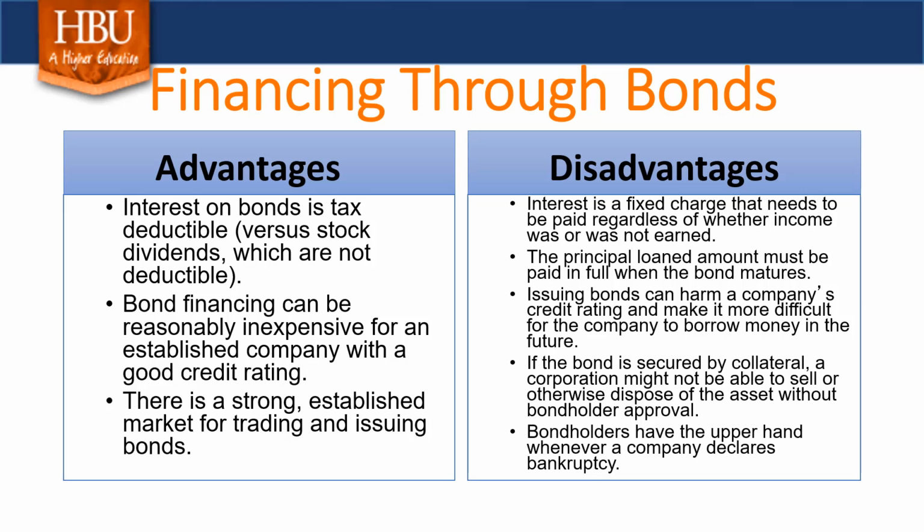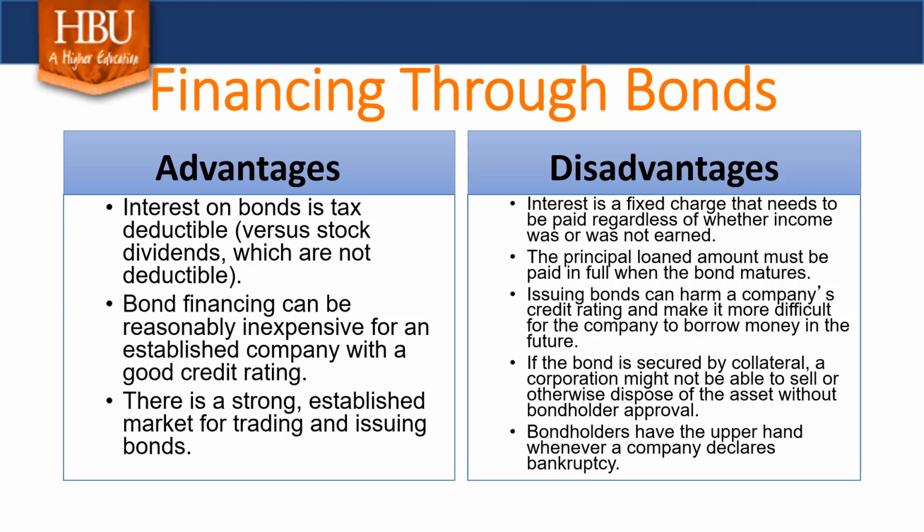Bond financing, by that token, can be reasonably inexpensive for a company that has a good credit rating. They're likely to get a lower interest rate, and again, they can write that off as a tax deduction. Also, there's a strong established market for trading and issuing bonds. It's fairly common. So what are some of the disadvantages?